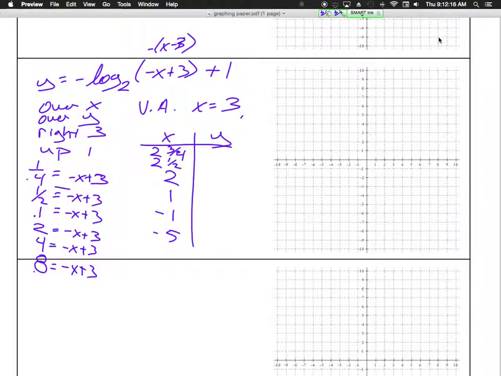Alright, then I like to do the bottom 2, so if I plug in negative 5, it turns into a positive 5. 5 plus 3 is 8. 2 to what power is 8? 3. Don't forget about this negative, so that means the 3 turns into a negative 3, and negative 3 plus 1 gives me... Why did you do the negative? Oh.